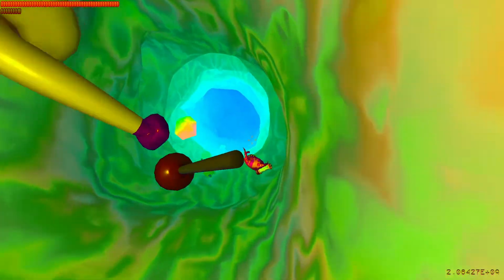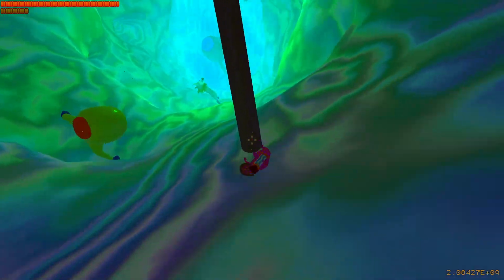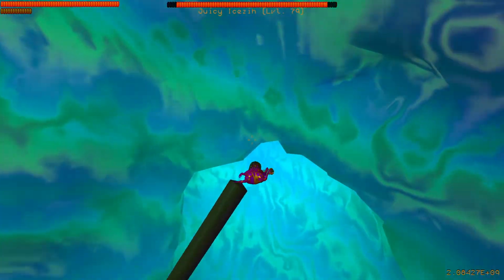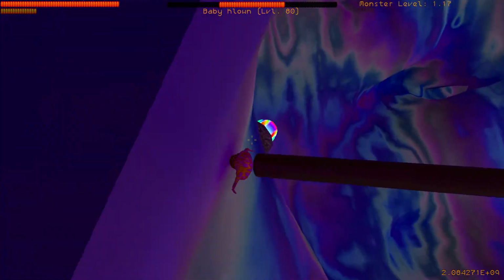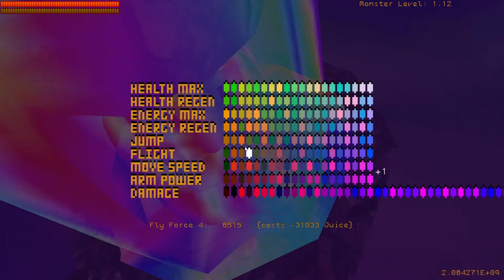I'm trying to get to the two boss fights because they're a little bit improved. Sucker Punch isn't. Sucker Punch has not changed in the slightest besides his arena.